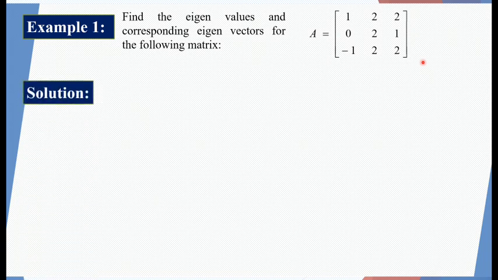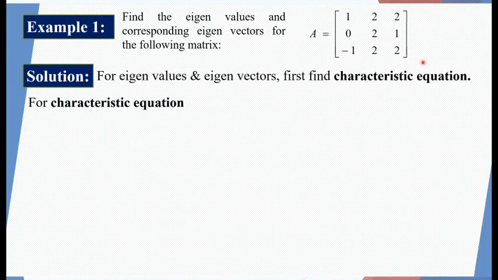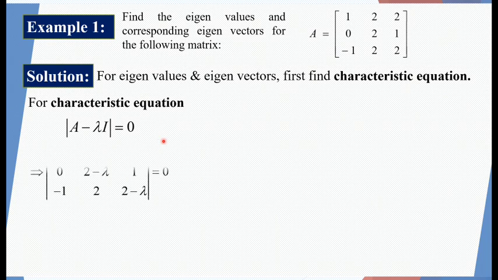To solve it, first we have to find eigenvalues, and for the eigenvalues we have to find the characteristic equation. So for the characteristic equation we have determinant of A minus lambda equals to 0. In the same manner we get this particular determinant: 1 minus lambda, 2, 2; 0, 2 minus lambda, 1; minus 1, 2 and 2 minus lambda, equals to 0.